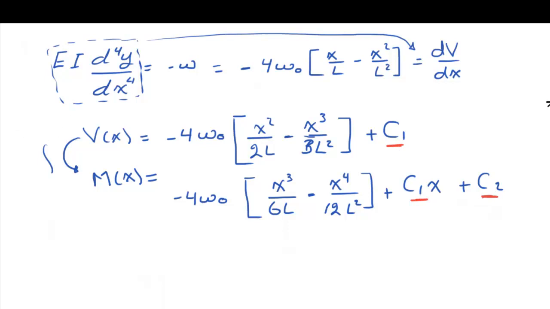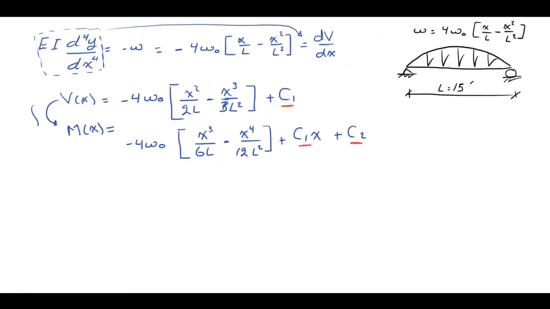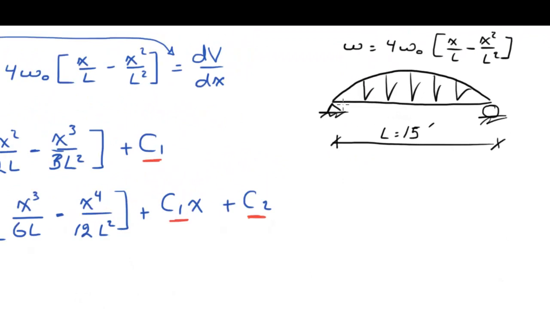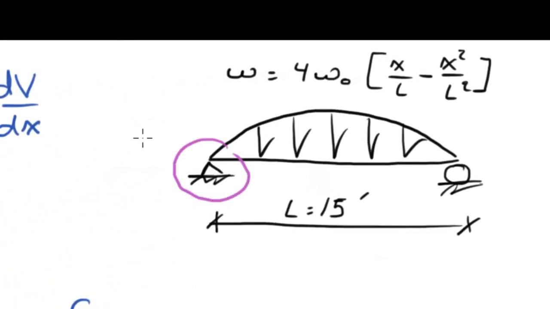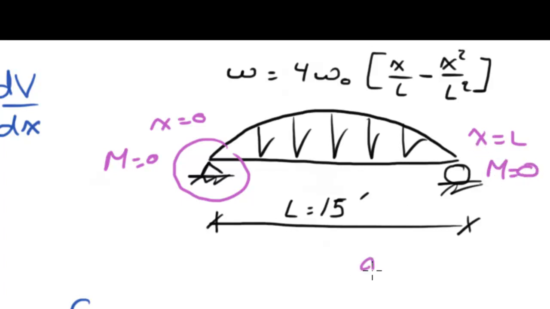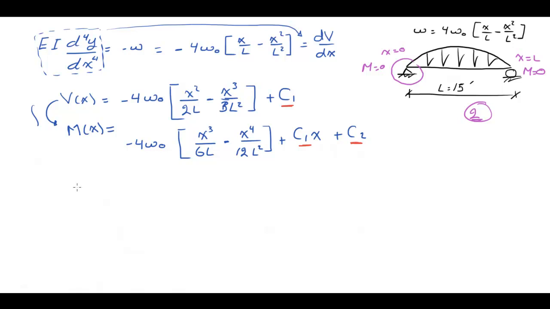How can I solve for this? Remember from previous tutorials, we've done this before, and we use the boundary conditions. So what boundary conditions do I have here? At x equals 0, I have 0 moment, and at x equals L, I have 0 moment. How many boundary conditions? I have 2 of them, and I have 2 unknowns. I think I'm ready to solve it. So I'm using the moment equation.